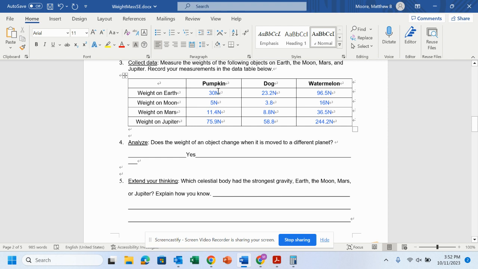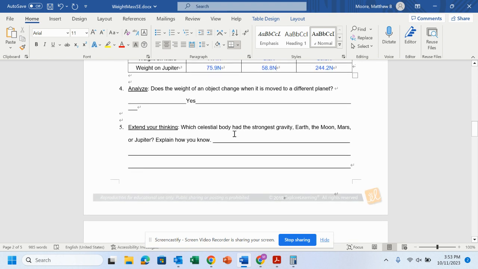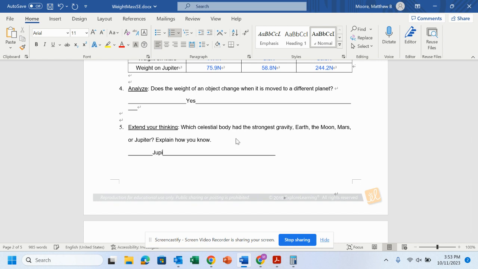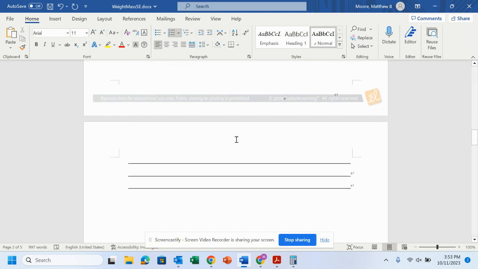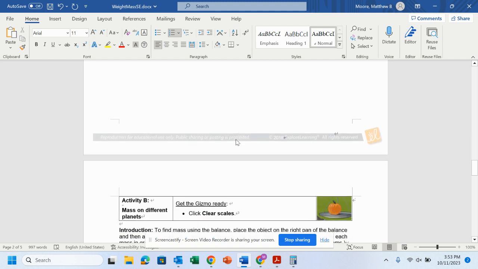So weight of the pumpkin weighs the most on Jupiter. The weight of the dog also weighs the most on Jupiter. The watermelon weighs the most, 244.2 newtons on Jupiter. So we would say Jupiter has the greatest gravity because all the objects weigh more on Jupiter. Okay. So moving right along.